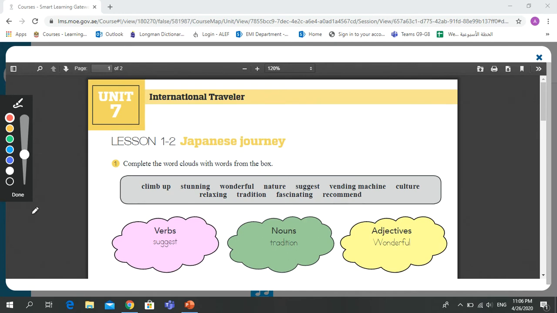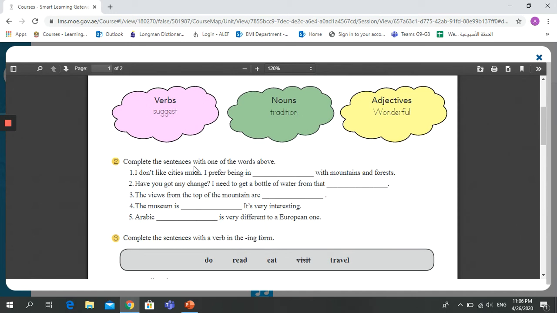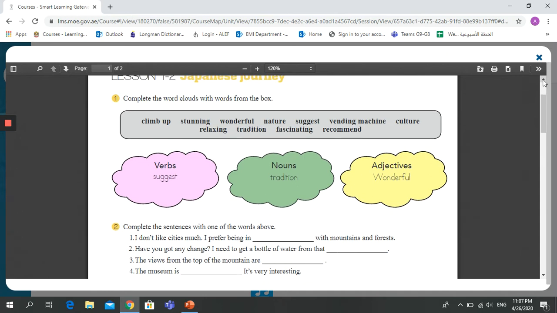What about the second part of these exercises? Exercise number 2. Complete the sentences with one of the words above. Number 1, I don't like cities much. I prefer being in, with mountains and forests. Being where? What do you think? I prefer being in. So we need a noun. Very good. I prefer being in nature.